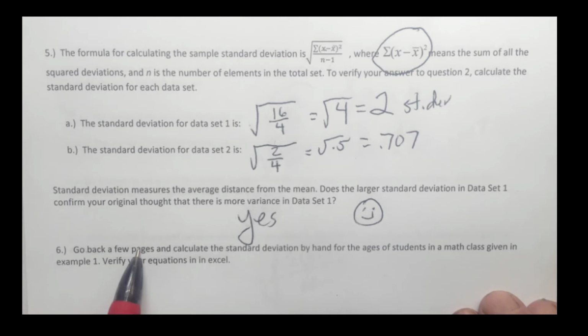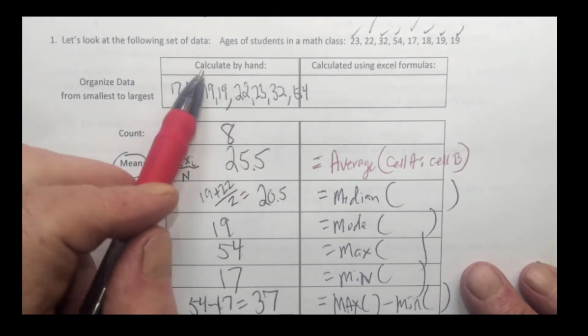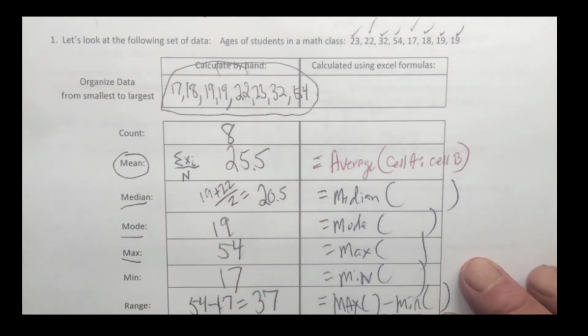Of course, this one is a little bit okay. So you need to go back a few pages and calculate the standard deviation by hand for the ages of the students in a math class given in example 1. This is probably one of the few times I'll have to do this, but it should help you to further understand what the standard deviation is. That page is this one here, and here is your data set that you will calculate the standard deviation for.